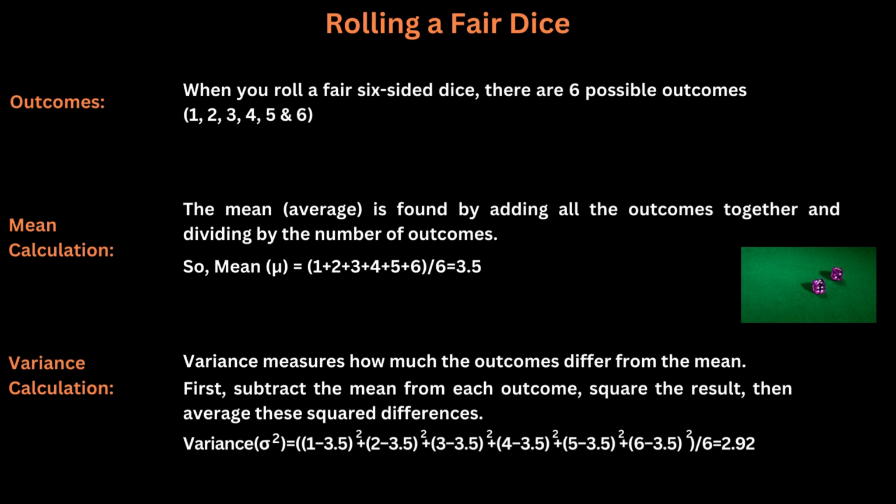Now let's come to variance calculation. Variance measures how much the outcomes differ from the mean. First, subtract the mean from each outcome, square the result, then average these squared differences. So variance equal to, what is the first value? First value is 1 minus mean 3.5 whole square, plus second value 2 minus mean 3.5 whole square, plus third value 3 minus mean 3.5 whole square, and so on till 6. If you solve this equation, you will get 2.92. So the variance in this example is 2.92.